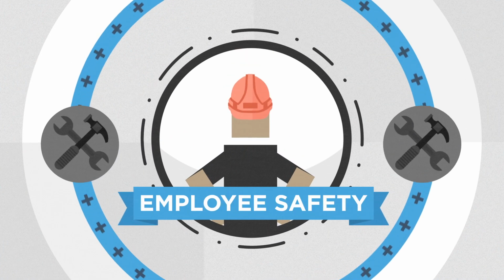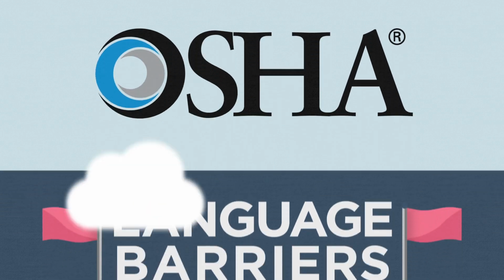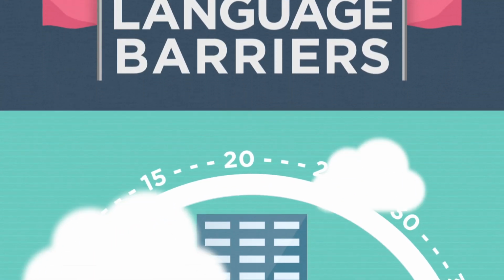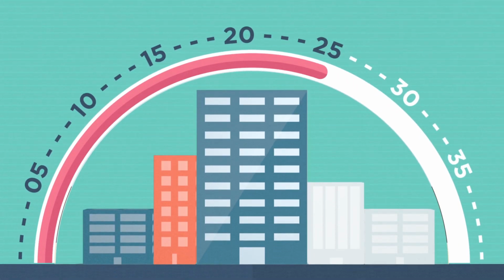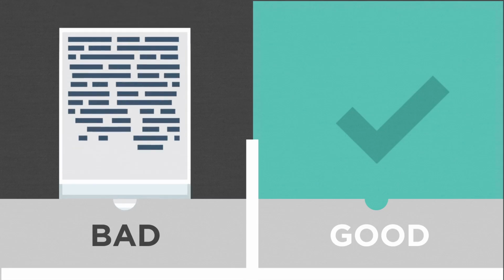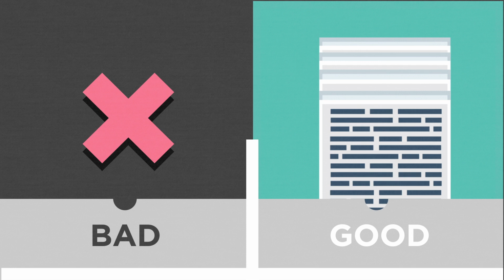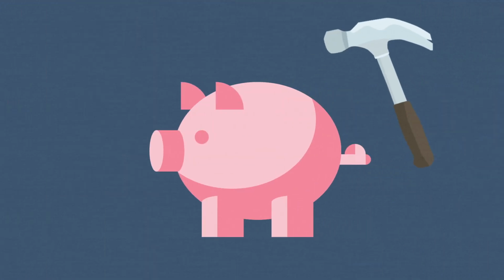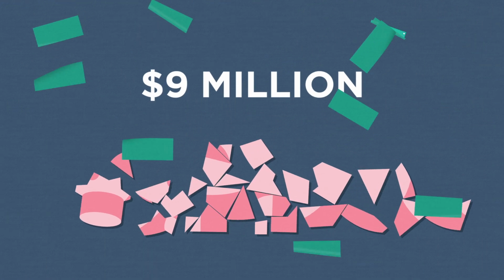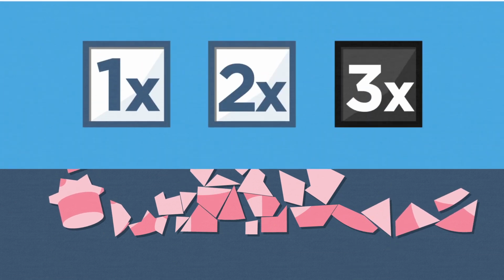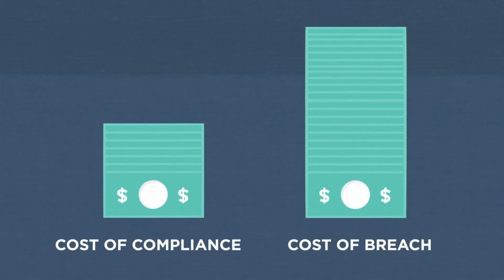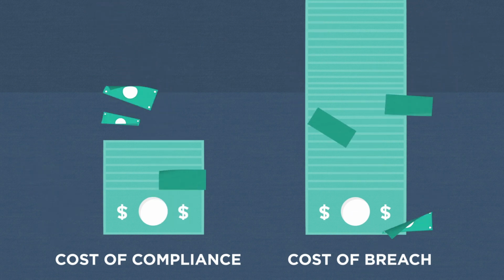Maybe employee safety is big for you. OSHA estimates that language barriers are a contributing factor in 25% of job-related accidents. What about compliance and staying on the good side of regulators and oversight agencies? The average company cost for a compliance breach is over $9 million, which is nearly triple what the average effective compliance training and enforcement program costs.